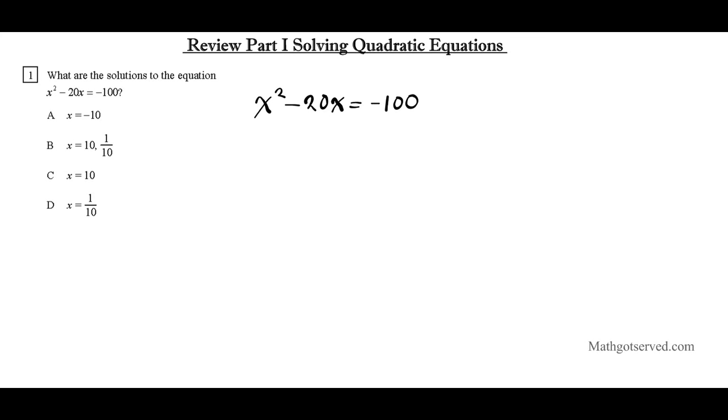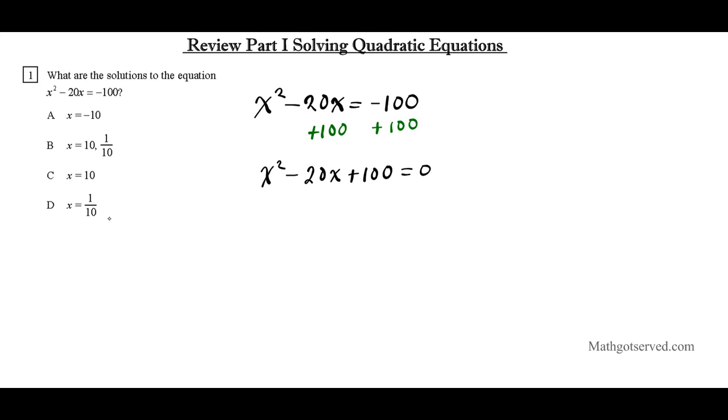Okay? So to accomplish that, I'll need to move this 100 to the left. So I need to add 100 to both sides. And that yields x squared minus 20x plus 100 equals 0.